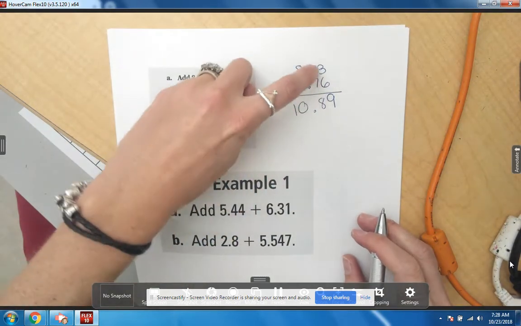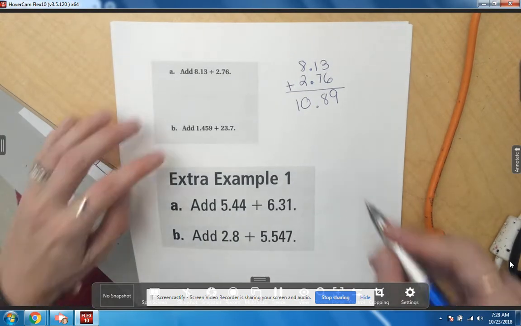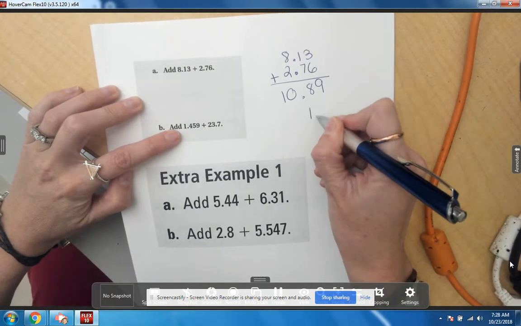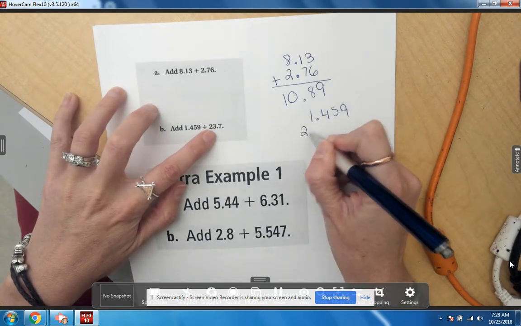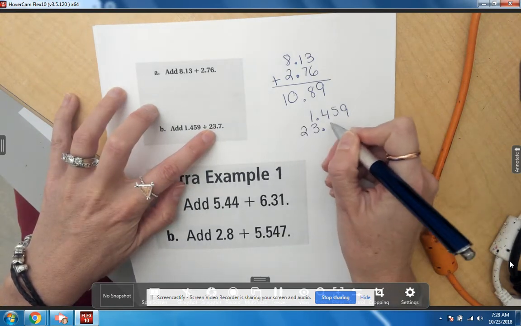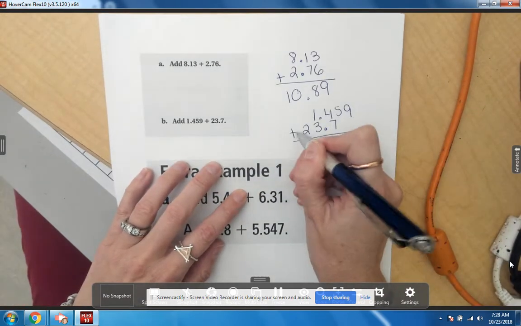Okay, if you were carrying, it would just carry right over. Still just add like normal and bring the decimal point down. Okay, so I'm going to try this one, 1.459. This time I have a 23, so the 3 is in the ones place, it has to be lined up. And this looks really strange when you line it up, but you have to line up your place values.